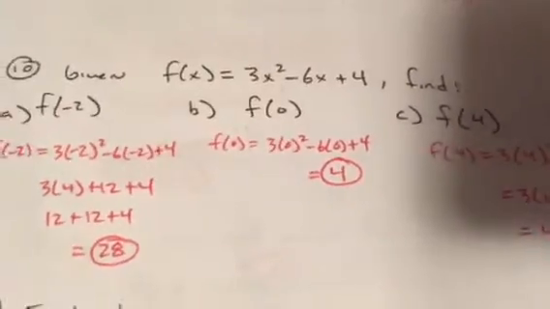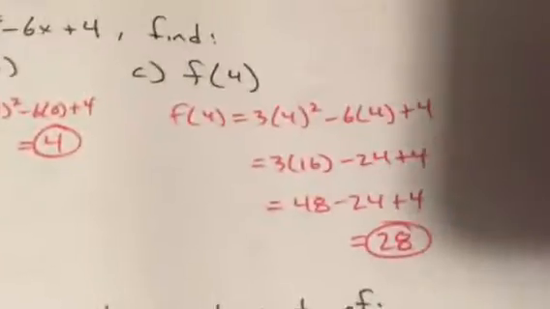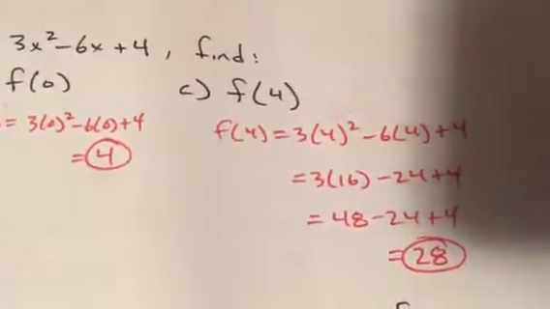F of 0, that should be easy. It's the only thing that doesn't have an x on it, 4. And then f of 4, you also get 28. Very interesting there. Plug 4 in for x. Again, that shouldn't give us really any issue.